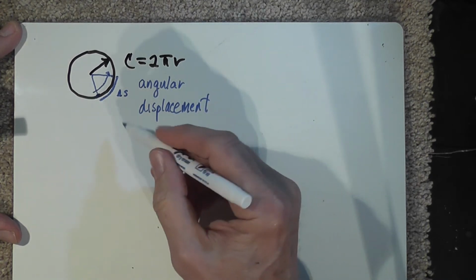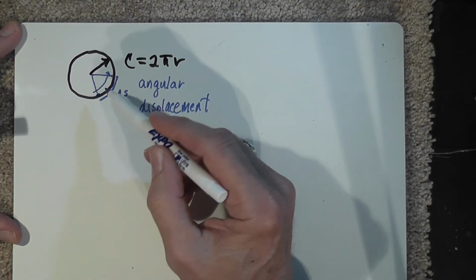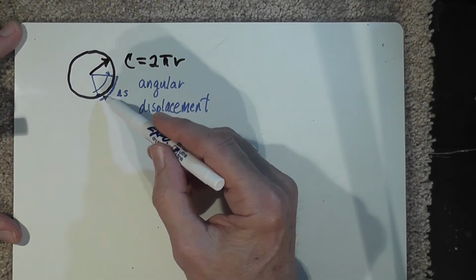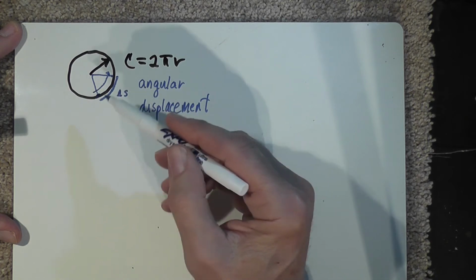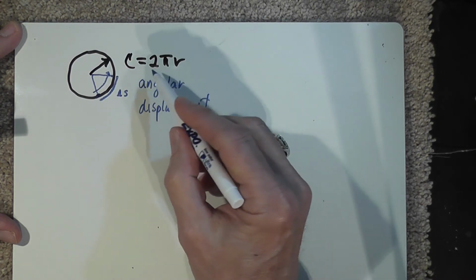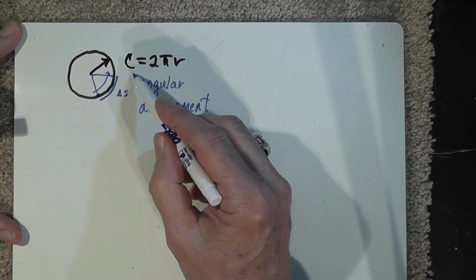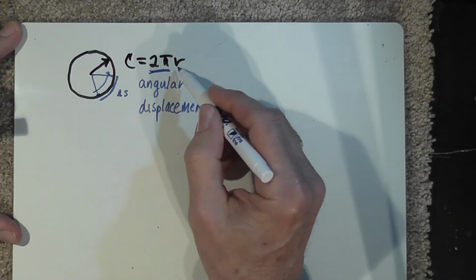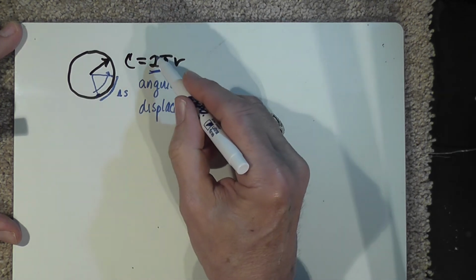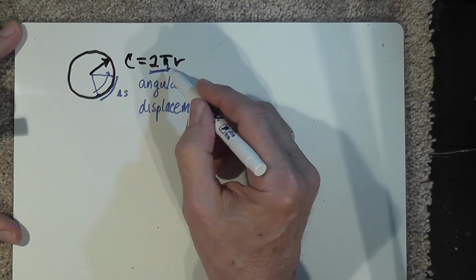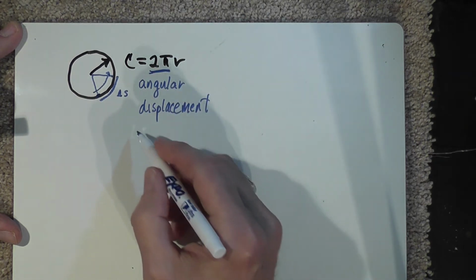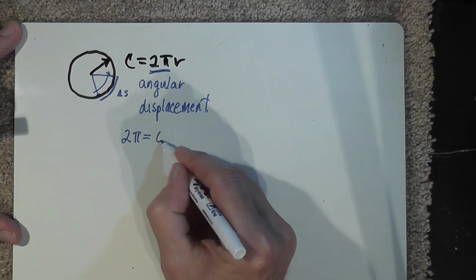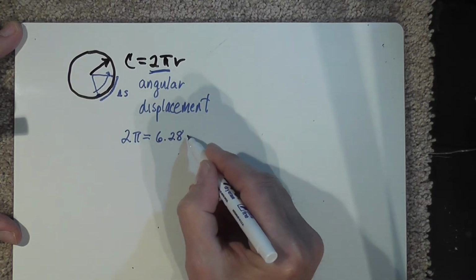Okay, and what is angular displacement? Basically, it is, if you will, the amount of degrees it moves. In this case, we're going to talk about rads. Now let's go back to the circumference equation here. We have 2 pi r. Our 2 pi basically is radians. 2 pi is approximately equal to 6.28 rad.